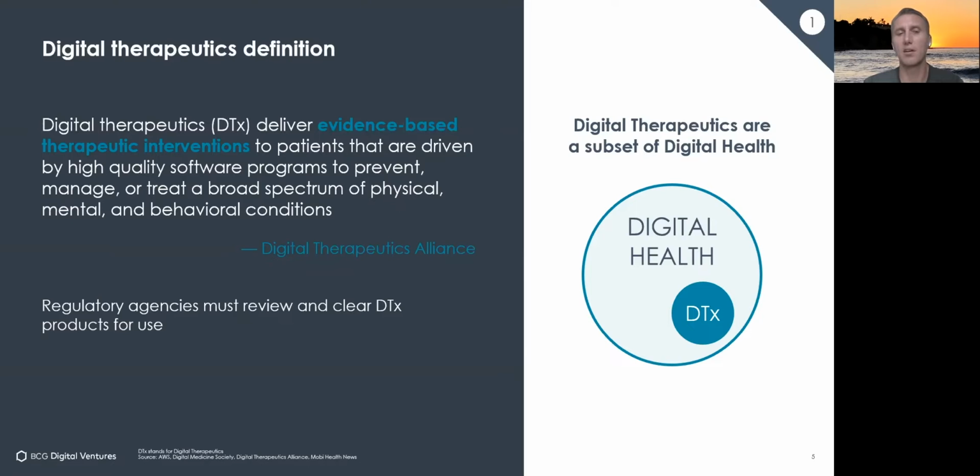And what that means is that it offers the opportunity for regulatory agencies to get involved. And I prefer to go a step further on digital therapeutics and suggest that regulatory agencies must review and clear these digital therapeutic products for use in order for them to qualify as a quote-unquote digital therapeutic.